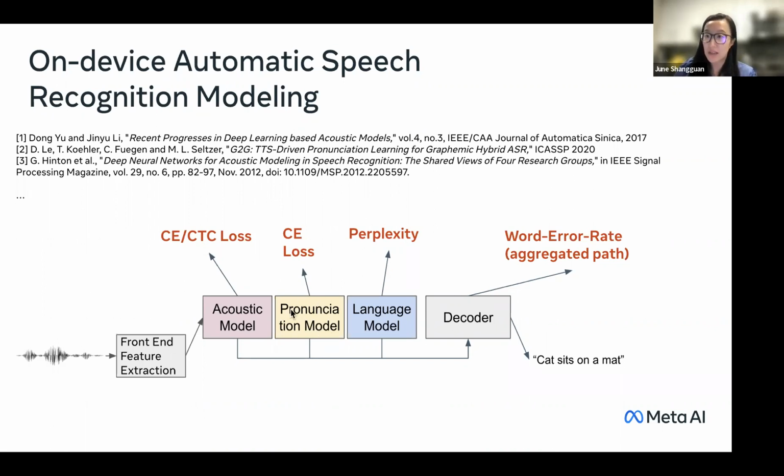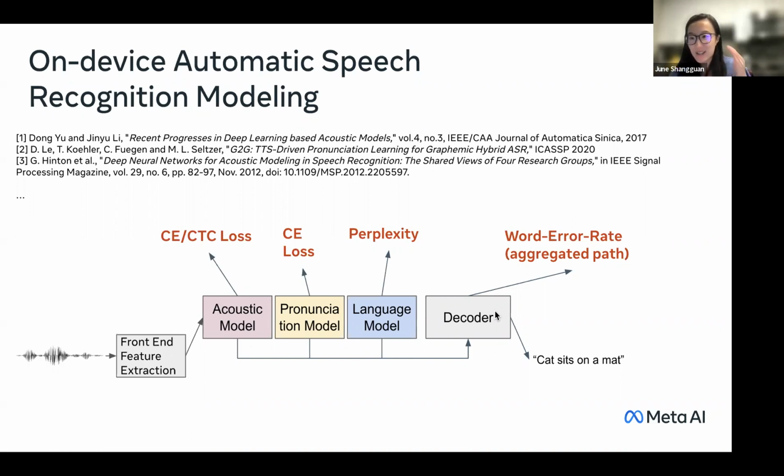Pronunciation model can be trained using a neural network using CE loss. Language model, usually we look at perplexity. In a very simple word, perplexity is if you look at the expansion of the next token, how sure your language model is with respect to the probability of the next token. So the more unsure it is, the larger the perplexity, which means that your language model is low quality. So these are the loss functions you use to train each of the models.